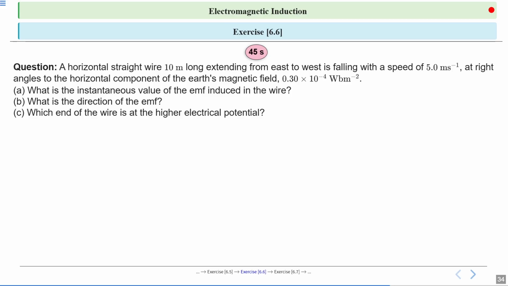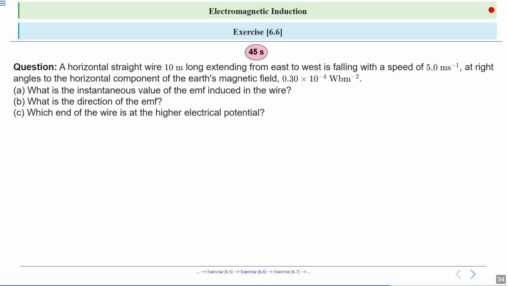Now, this question: a horizontal straight wire 10 meter long extended from east to west. So this horizontal straight wire is extended from east to west and it is falling at the speed of 5 meter per second. So length is along east to west. Speed is along downward direction. So velocity, or we can say speed, is perpendicular to the length, at right angles to the horizontal component. Now it is falling at right angles to the horizontal component of Earth's magnetic field.